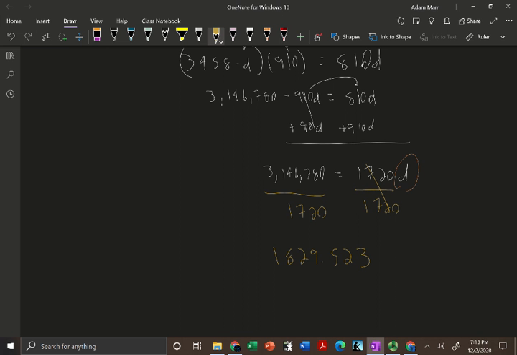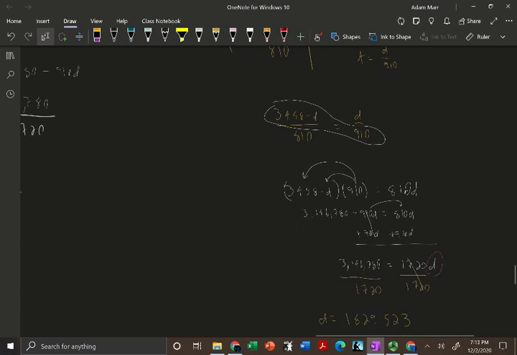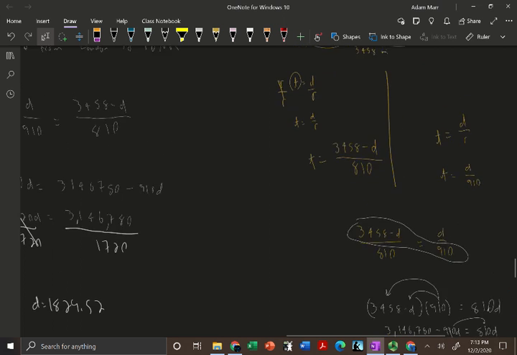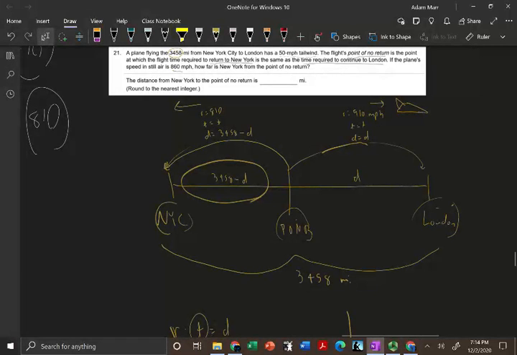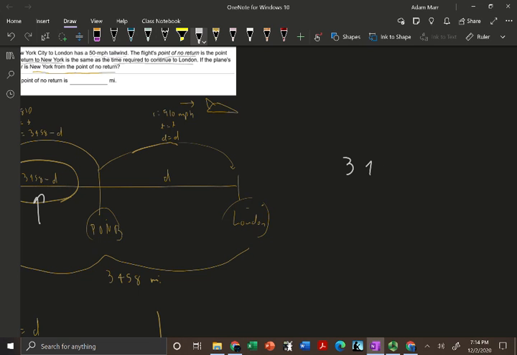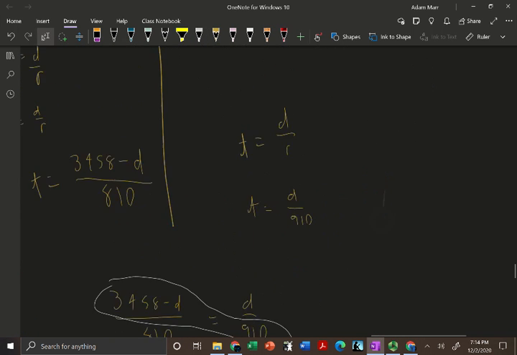Now, I'm going to keep this how it is because, again, this is not my final answer. We'll round when it is our final answer. It actually goes a little longer, but 0.523 should be fine. So I know that ultimately, if you look at what's circled right here, we wanted to know how far it is from New York to the point of no return. So that's this distance right here. So we have to say 3,458 minus D. That's going to be 3,458 minus the D that we just got, which is 1,829.523.